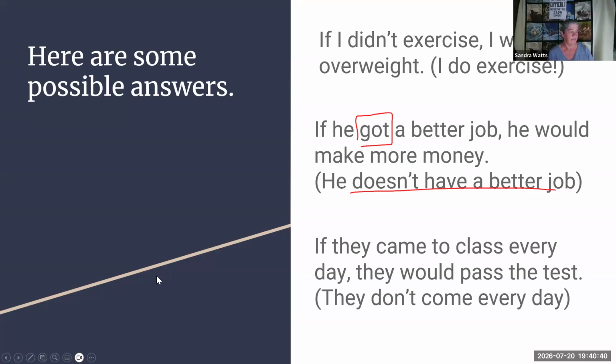And last one. If they came to class every day, they would pass the test. Okay. Again, came and passed, which means it's not true. They don't come every day. That's true. Okay, well, I guess.